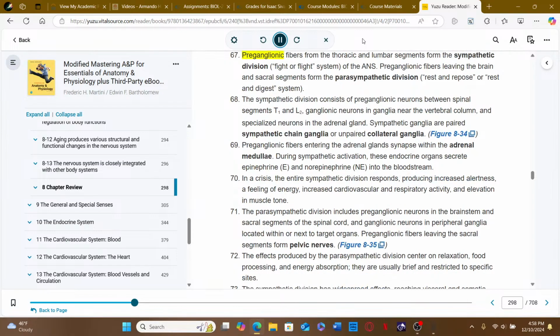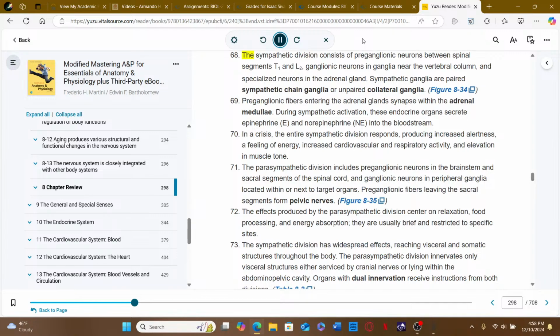Figure 8-33b. Preganglionic fibers from the thoracic and lumbar segments form the sympathetic division, the fight or flight system of the ANS. Preganglionic fibers leaving the brain and sacral segments form the parasympathetic division, the rest and repose or rest and digest system.